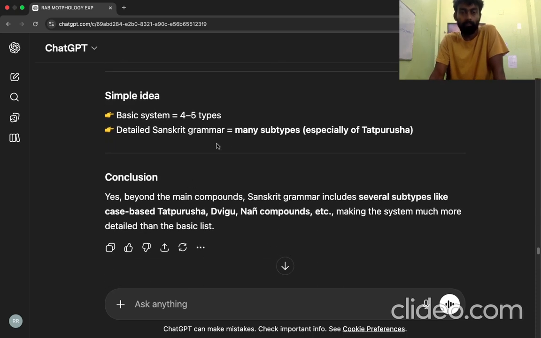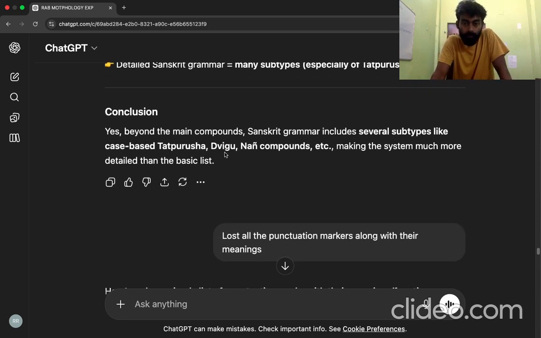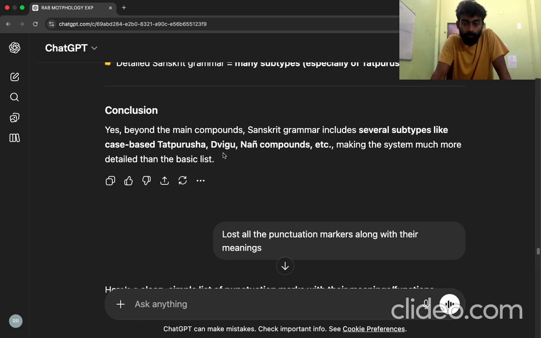Basic system equals four to five types. Detailed Sanskrit grammar equals many subtypes, especially of Tatpurusha. Conclusion: yes, beyond the main compounds, Sanskrit grammar includes several subtypes like case-based Tatpurusha, Dvigu, nan compounds, etc., making the system much more detailed than the basic list.